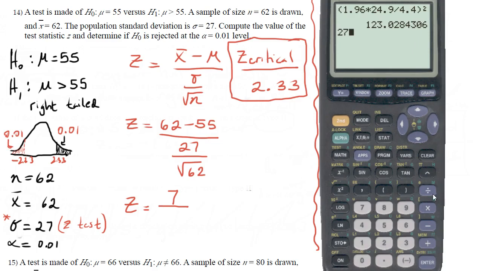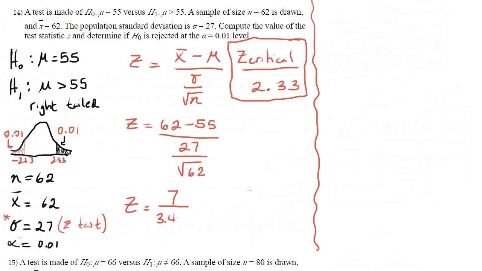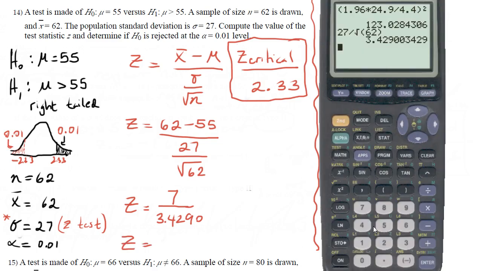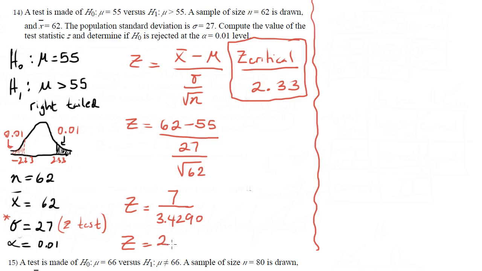So we've got 27 divided by the square root of 62. I'm just splitting it up like this because I see a lot of issues happen with this. So let's use 4 decimal places: 3.4290. I'm going to have to put the 0 there. So then the Z test value is going to be approximately 7 divided by 3.429, which is 2.04. That is our test statistic. That's what we just calculated here.